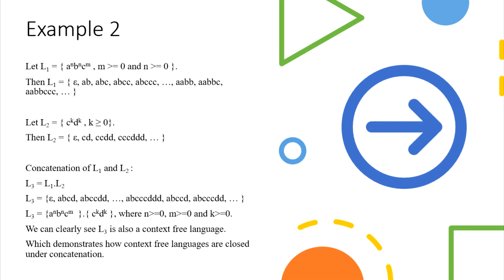And if we take any languages L1 and L2, and if they are context-free languages, then the language L3, which is the concatenation of L1 and L2, will always be a context-free language. It is not limited to just these two examples. It will always work. And then we make the conclusion that the context-free languages are closed under the concatenation property.